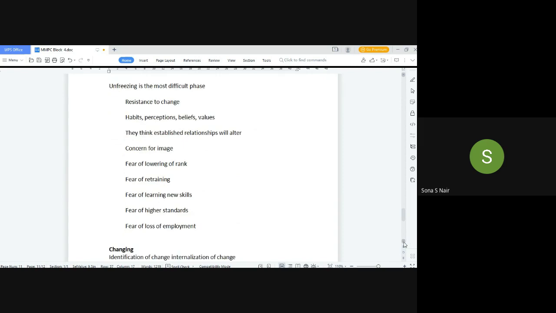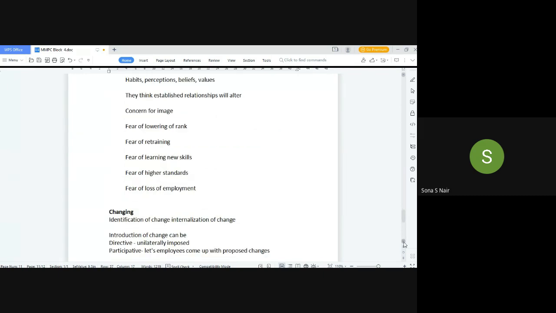Fear of learning new skills. They may feel that they might not be able to learn. Fear of higher standards. They might feel that if I learn this, then I will have to do more work. And finally, fear of loss of employment. That if everyone learns to do this, I might lose my job because my job will be done by the computer now. Okay? So unfreezing is the most difficult phase.